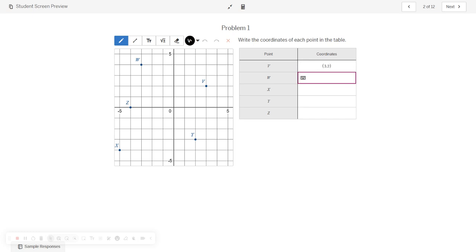The next one, again, shift 9 0. I go negative 3 comma 4. Negative 5 comma negative 4. The sad thing is that if you miss any of these, it tells you that you missed, but it doesn't tell you which one you missed. And then lastly, that one's right on the axis, so negative 4 comma 0.